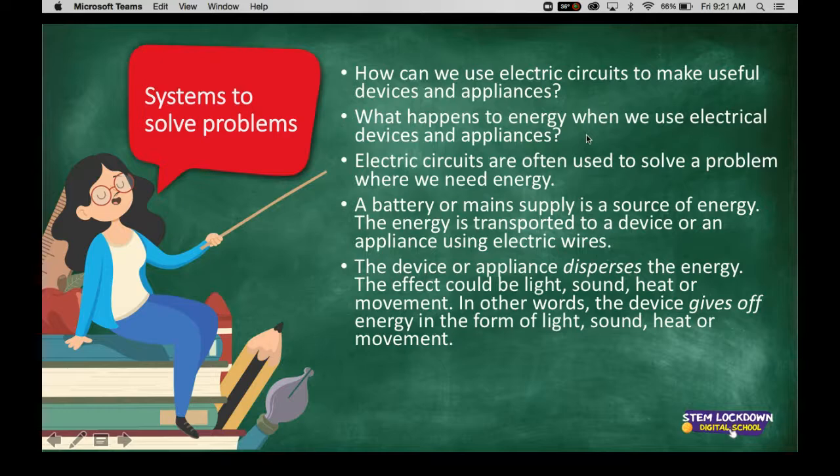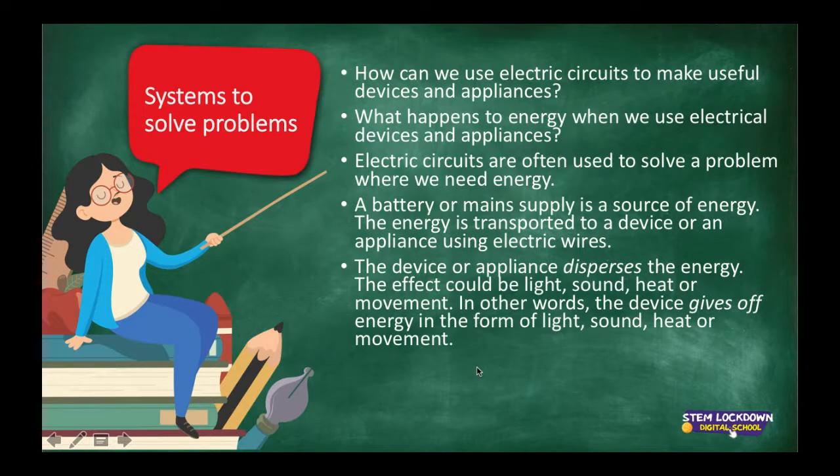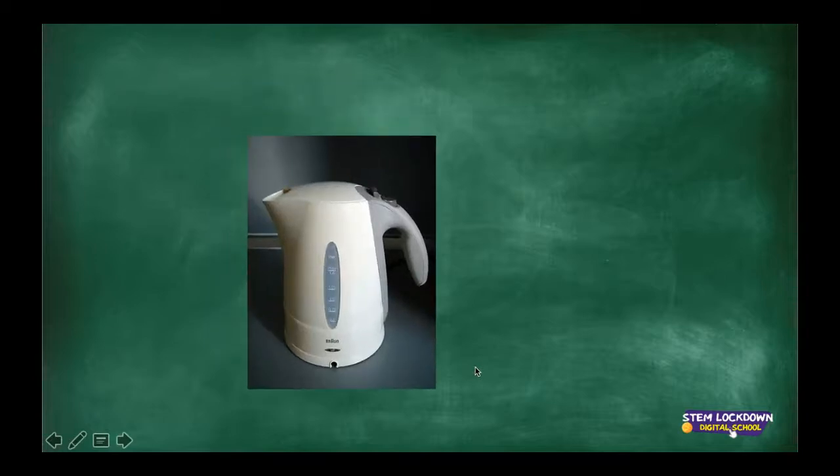Why would we say a kettle is a system? What problem is a kettle solving? All right, let's have a look at that. That's a kettle, and I want you to tell me, what problem is that kettle solving? So in your Q&A, please just write kettle with a dash and tell me, what problem is it solving?